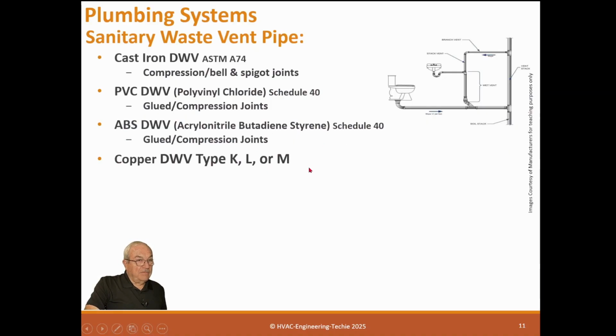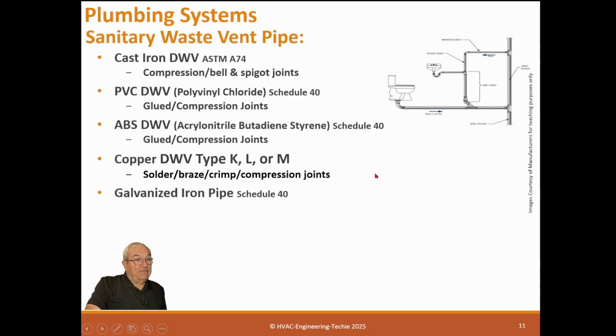Copper DWV is the same piping material as the sewer line, except the fittings are different. And of course, the copper can be brazed, solder brazed, crimp, or compression joints. Crimp is becoming quite popular nowadays for water lines, not sewers. Galvanized iron pipe, Schedule 40, you can use for vent piping. The original system of choice was cast iron for the sewer lines and galvanized pipe for the vent lines. Those are the traditional materials. However, they're not used often anymore now.